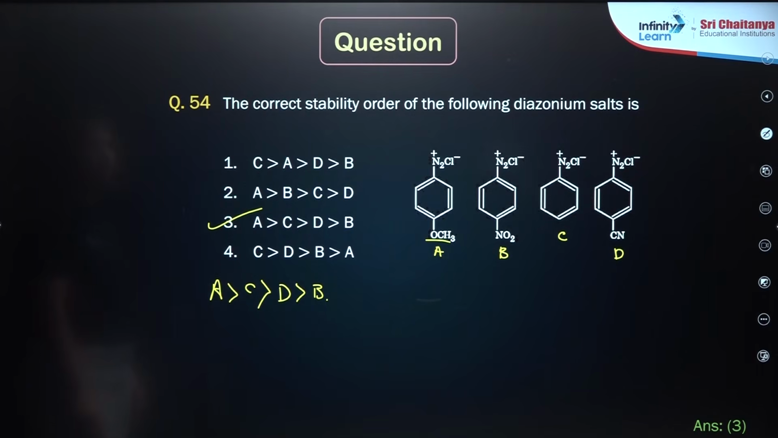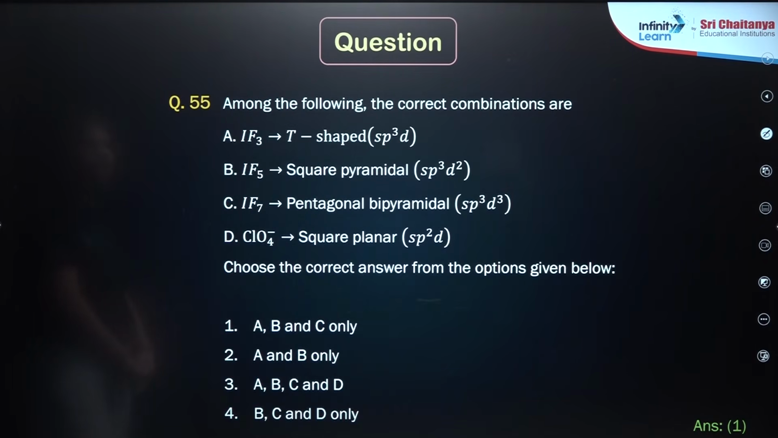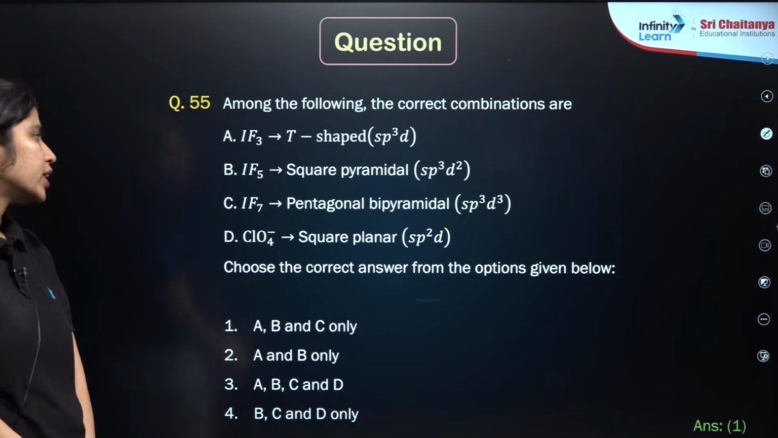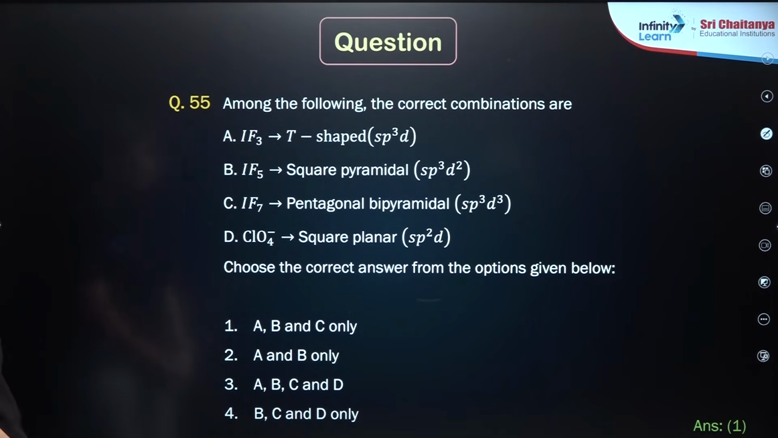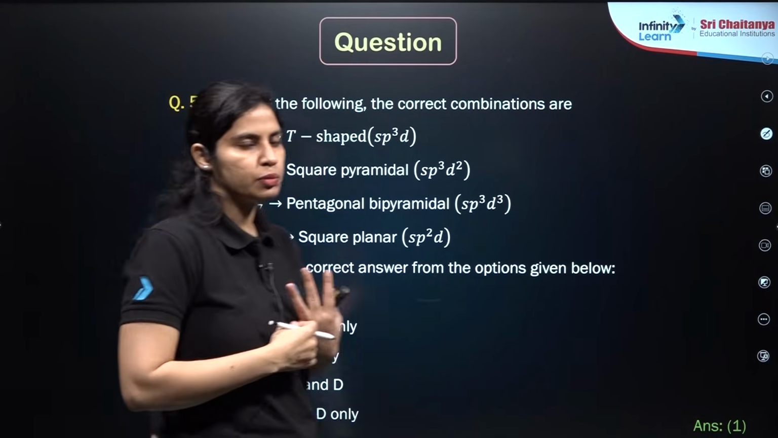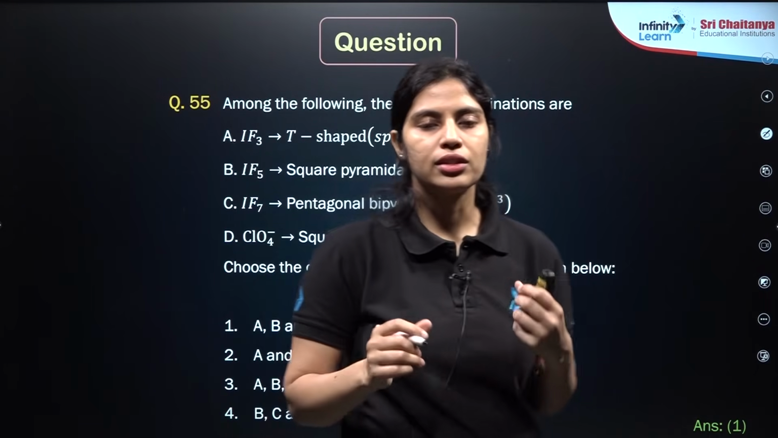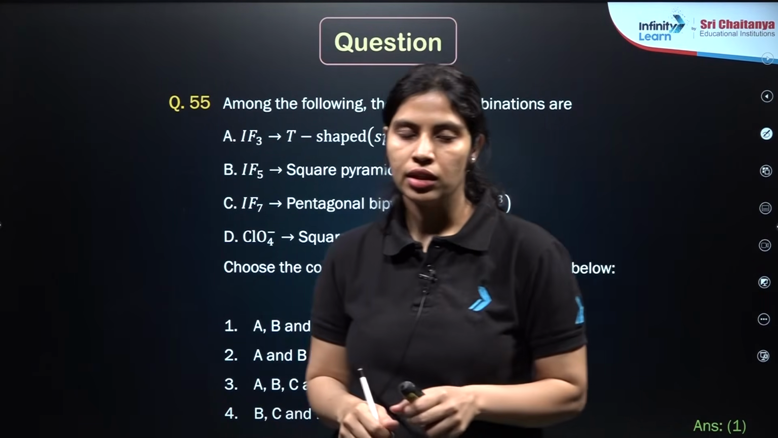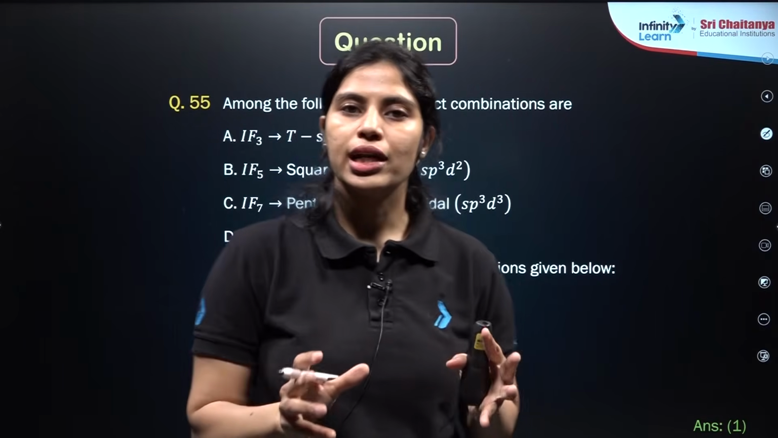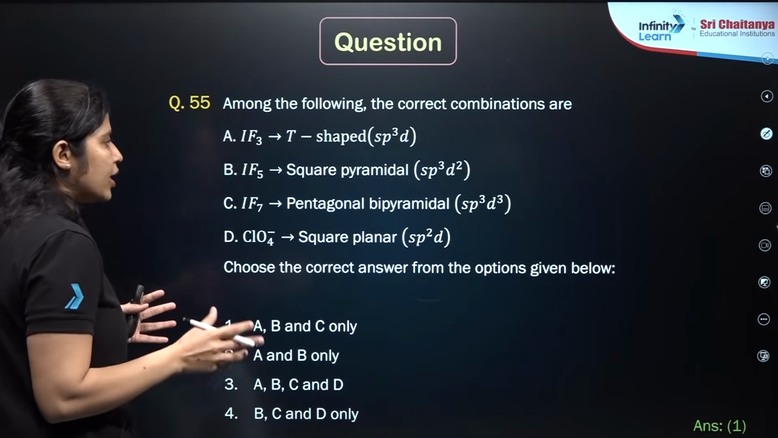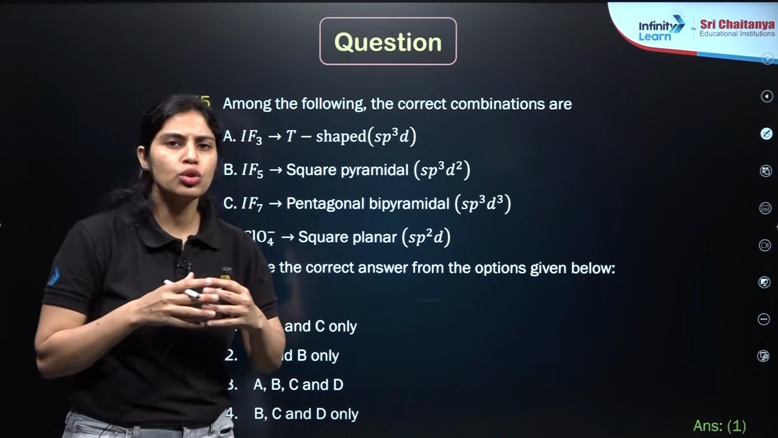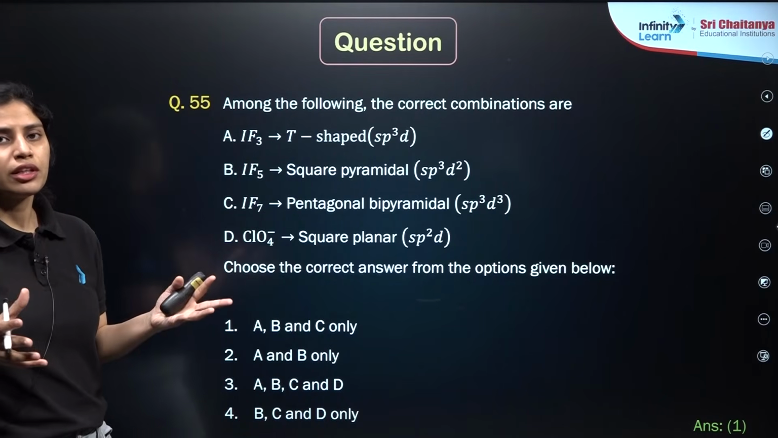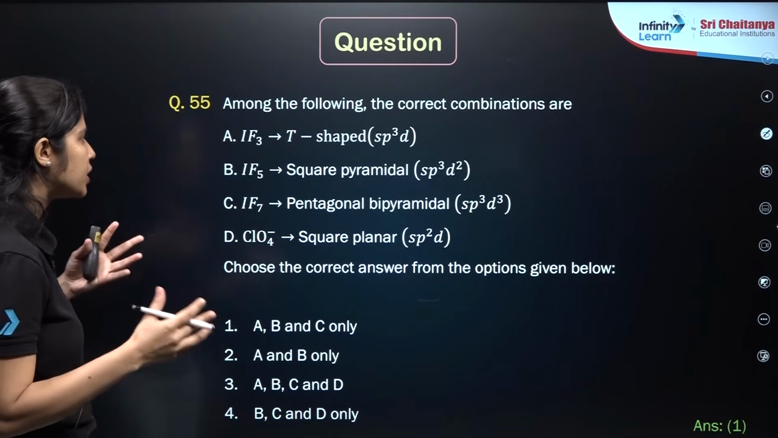Okay. So next is diazonium salts stabilized by electron donating groups. Next is, among the following, the correct combinations are. Now this is the kind of question that can be answered very easily if you are able to calculate the steric number easily. So you should have a good grasp on steric number, and this kind of formula we have done so many times in our classes. You must have done a lot of questions on this, so it should be pretty easy, right?